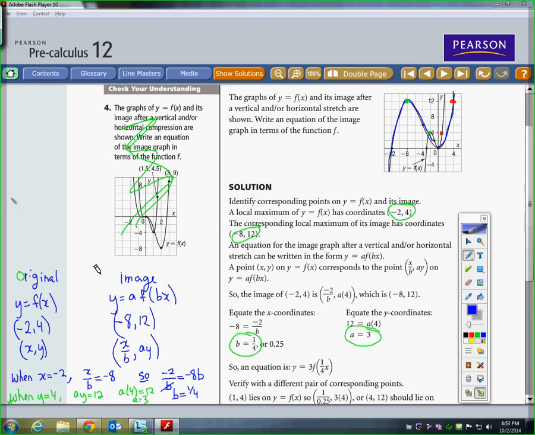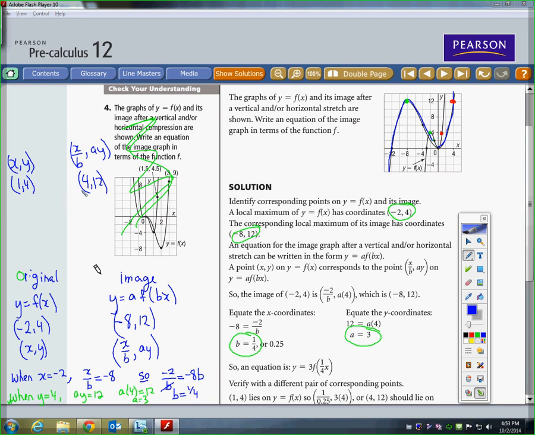Okay, so now I've got to keep track of these. 1,4 is my original. So I have it in my original column. And then the other one, that is the 4,12. That's on the image side, right? So same idea, I'll even write this on top. This is x comma y, and this is x over b comma ay. And hopefully what we're doing is we're checking out the situation. Is it true that a is equal to 3 and b is equal to 1/4?